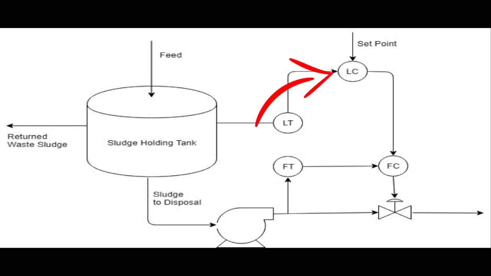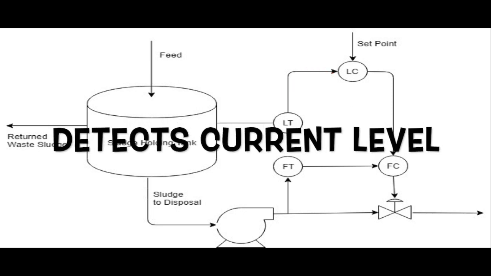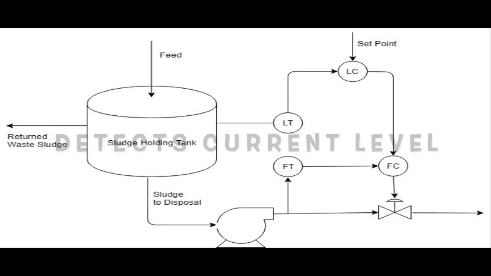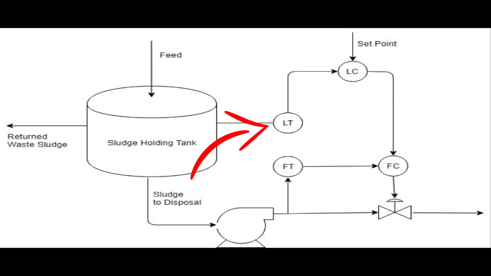Level control is being introduced in the cascade control. It is the primary control, where it detects the current solution level in the tank and sends the signal through a transmitter to compare with the desired set point. After comparing, the signal will be sent to the flow controller.